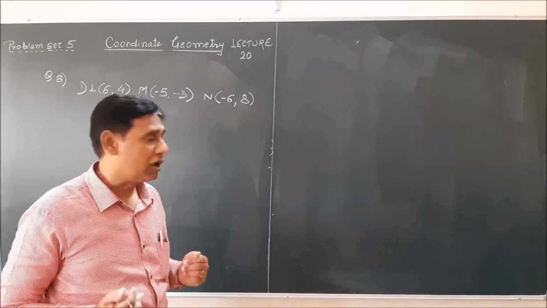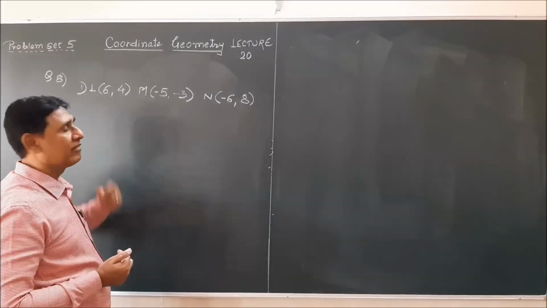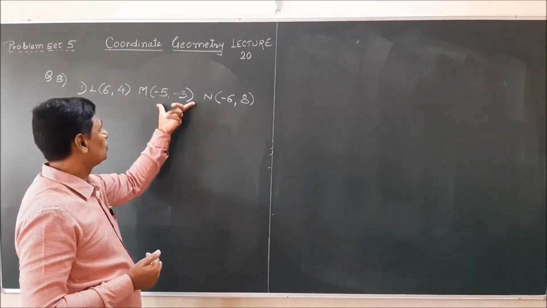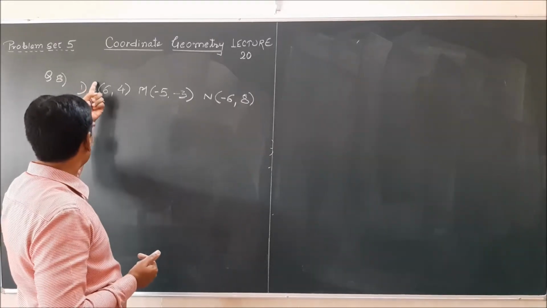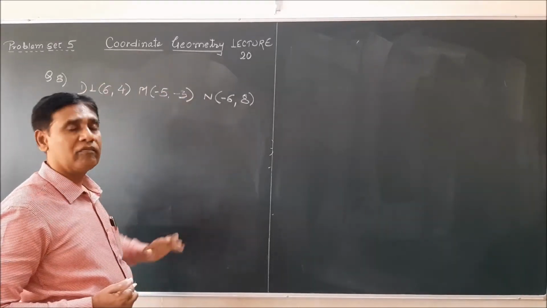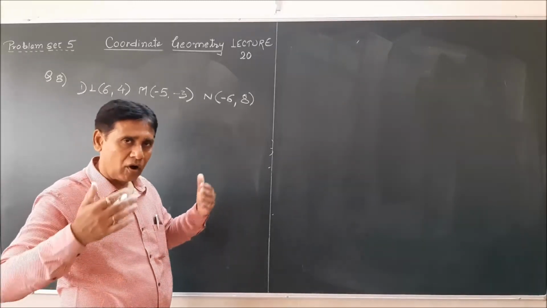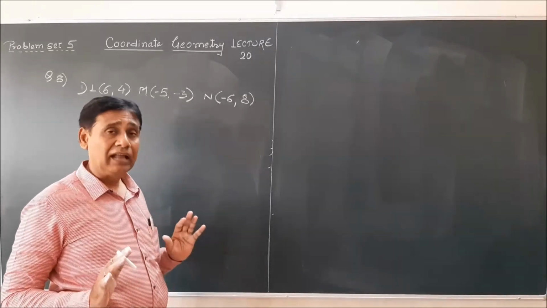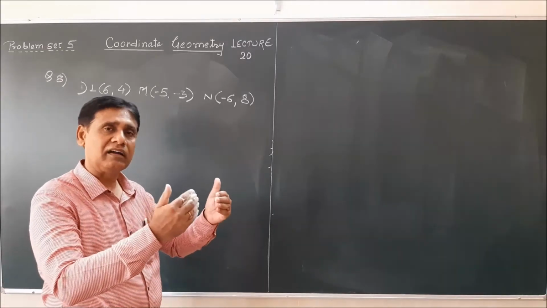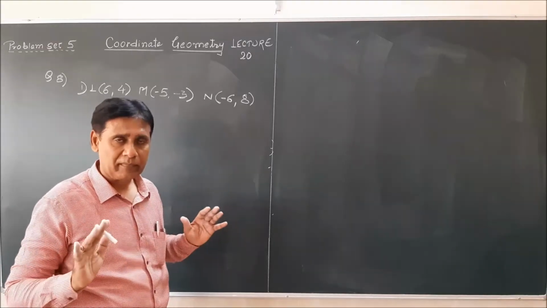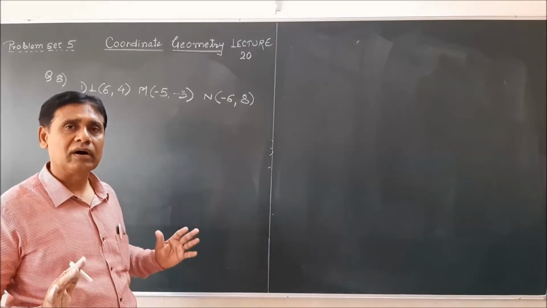So what I am going to do now, I'll find out the slope of LM, I'll find out the slope of MN, and I'll also find out the slope of LN. So I will find out the slope of all three sides, and if their slopes are different, not the same, naturally they will form a triangle.